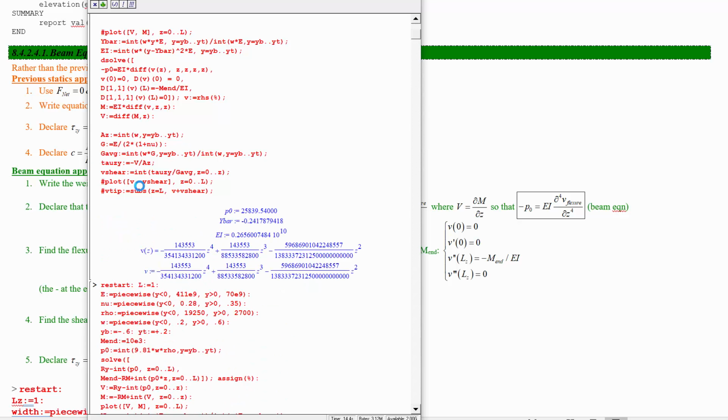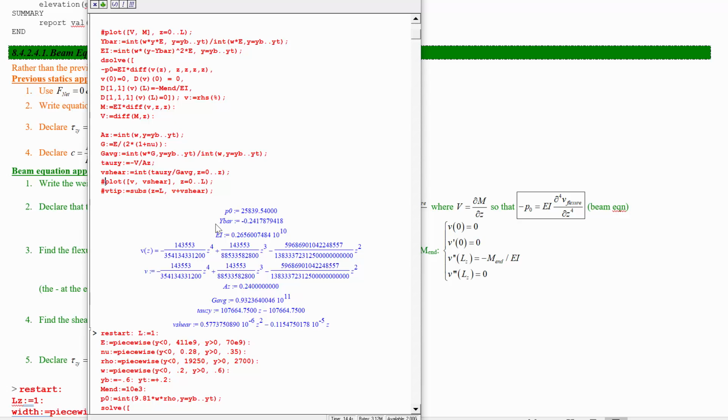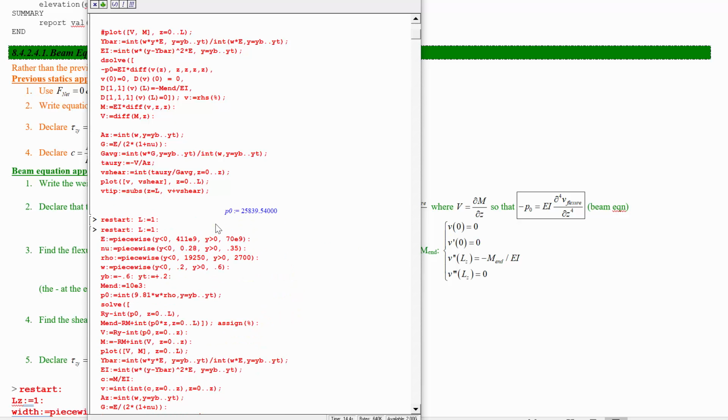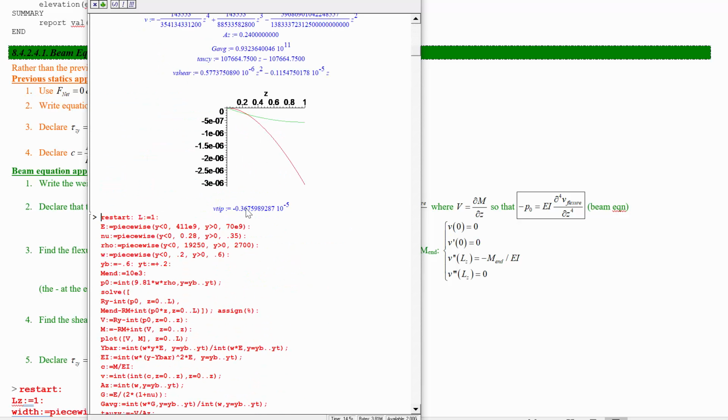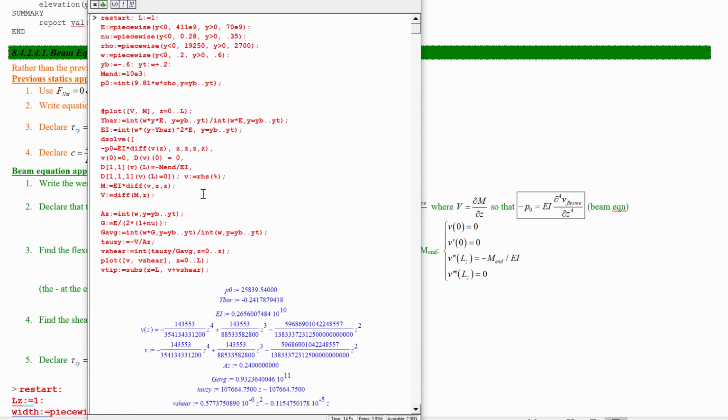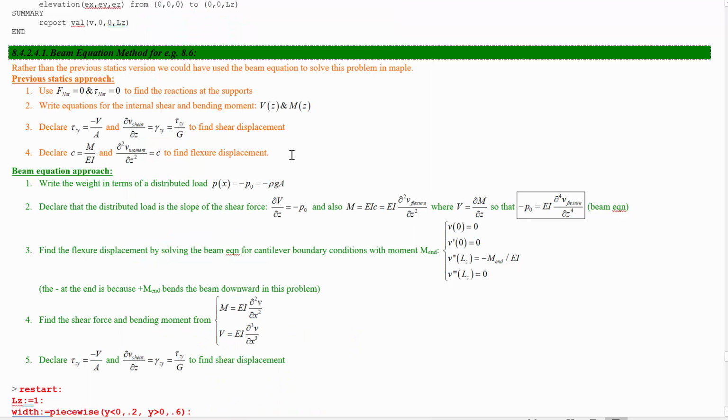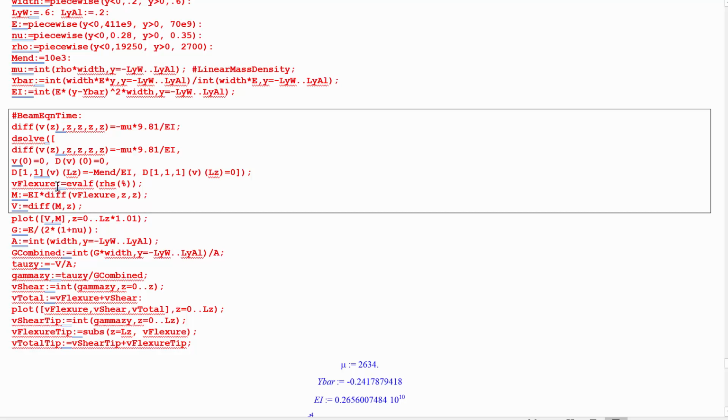Yes. Okay, let's see if this does it. Do we have the same displacement as before? Looks pretty similar. Same tip displacement, now calculated using the beam equation instead of using the statics method that we had before. So with this little change in the boundary condition at the end, we can confirm this using the beam equation instead.